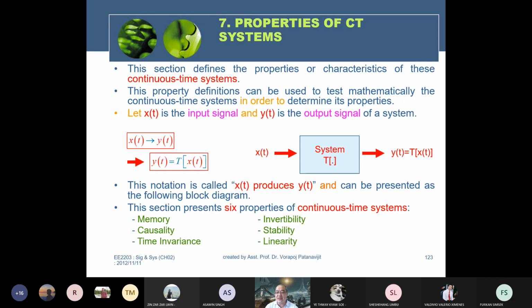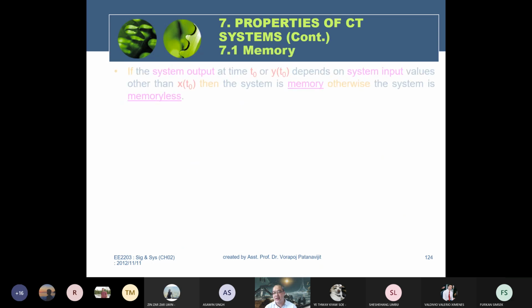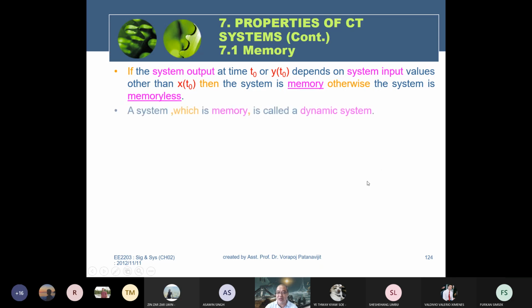This section presents six mathematical properties of the continuous system: memory, causality, time invariance, invertibility, stability, and linearity. The first one is memory. If the system output at time t0, or y(t0), depends on the system input value other than x(t0), then the system has memory. Otherwise, the system is memoryless.